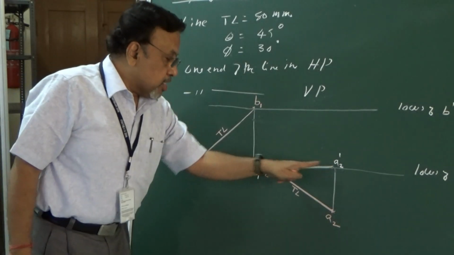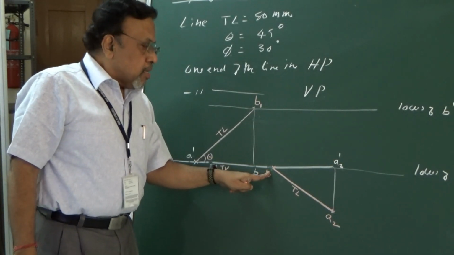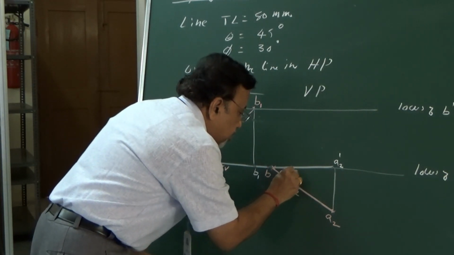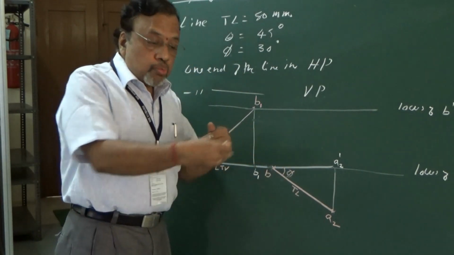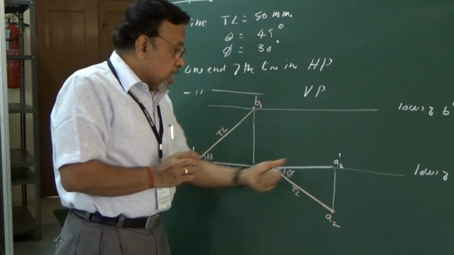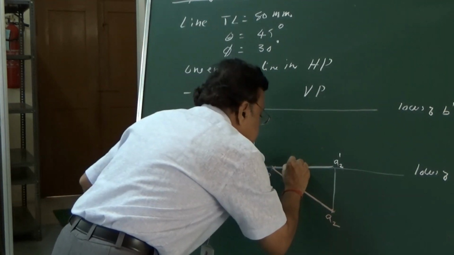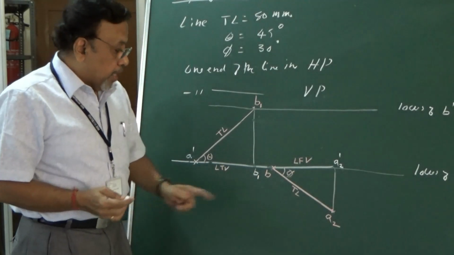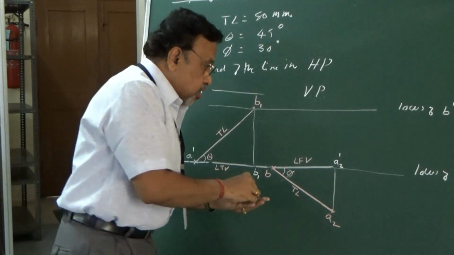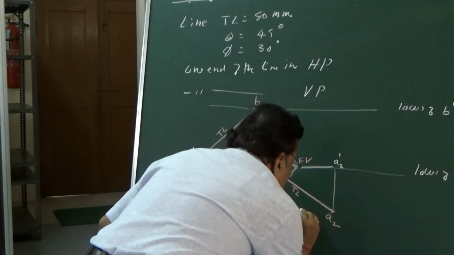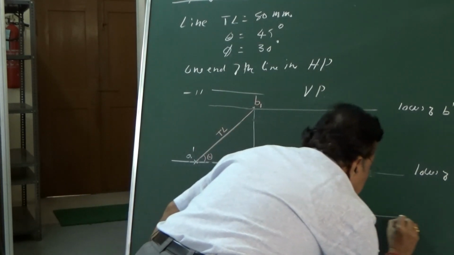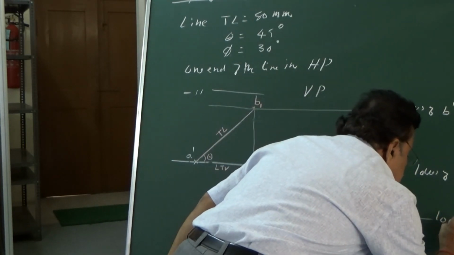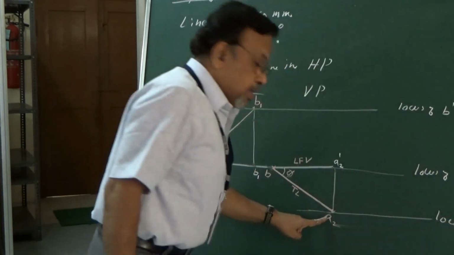Then what is this projected length? Because anyway the line is inclined to VP now, in the front view it should be the foreshortened length, and that foreshortened length we call LFV. And what else have we found out here? Now anyway we have A2 here. Since it is A2, if I draw a locus line, what does this line correspond to? This particular line corresponds to the locus of A.